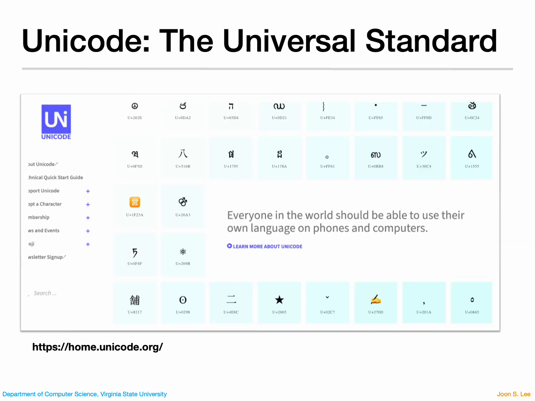ASCII worked well for English, but it was too limited for the rest of the world. What about accented letters, Asian characters, or even emojis? That's where Unicode comes in. Unicode is a universal standard that assigns a unique number, called a code point, to every character in every language, plus thousands of symbols and emojis. The idea is that no matter what language you speak or what device you use, the same character will always map to the same code point. This means Unicode makes text truly global. The quote on this slide highlights its purpose. Everyone in the world should be able to use their own language on phones and computers. The site shown here, unicode.org, is a great resource to explore code charts and see how many scripts and symbols are included.